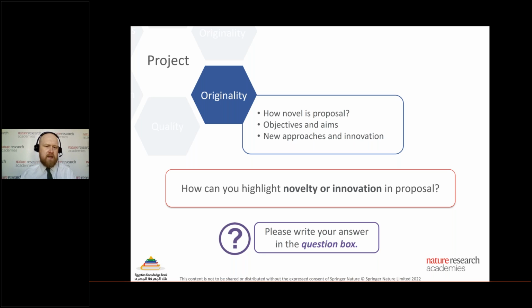Are you providing any possibility for innovation within your proposal? So, how can you highlight novelty or innovation in your proposal? Please write your answer in the question box.